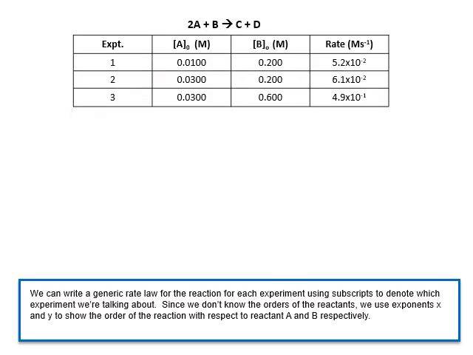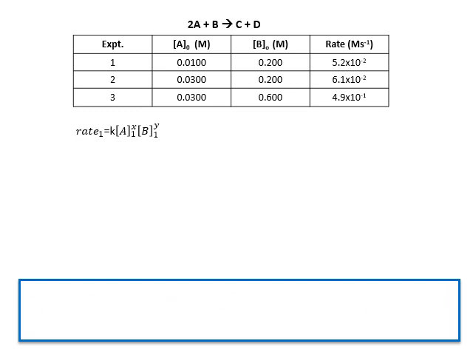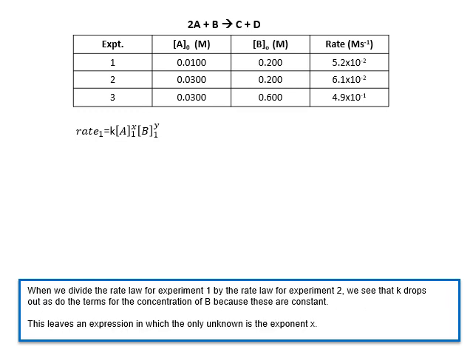We can write a generic rate law for the reaction for each experiment using subscripts to denote which experiment we're talking about. Since we don't know the orders of the reactants, we use exponents x and y to show the order of the reaction with respect to reactant A and B respectively. When we divide the rate law for experiment 1 by the rate law for experiment 2, we see that the k terms will drop out, as do the terms for the concentration of B, because these are constants. This leaves an expression in which the only unknown is the exponent x.